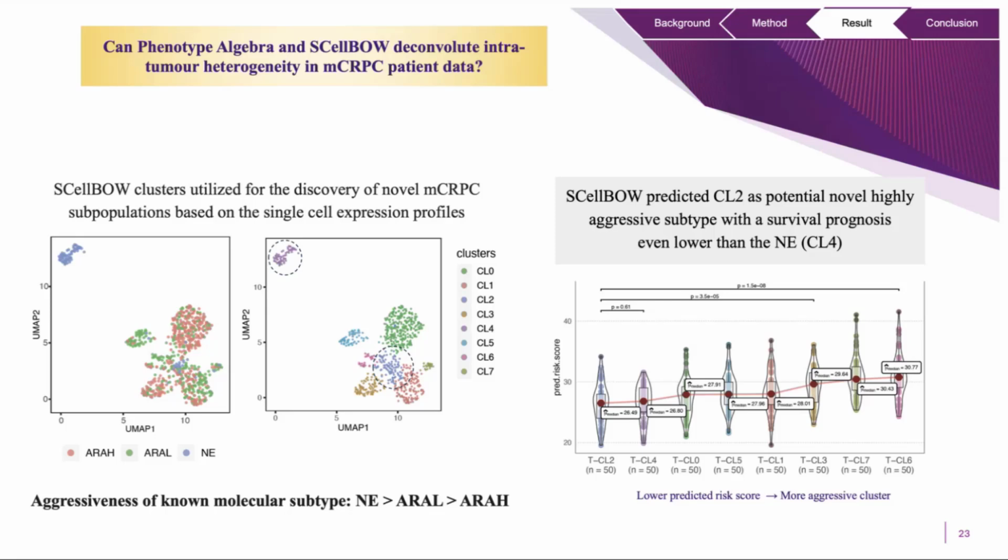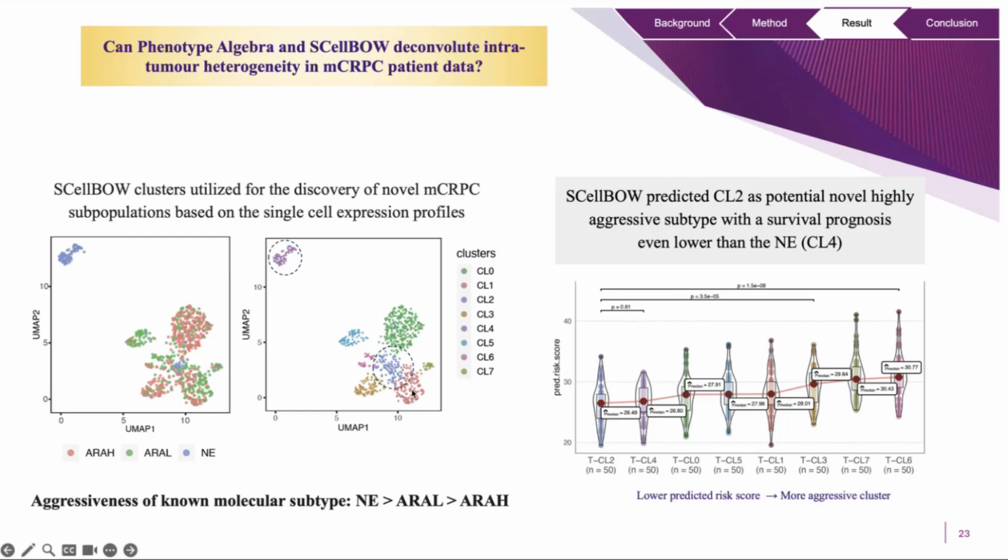The first application is for prostate cancer data. Here I have combined SCellBOW for clustering the prostate cancer data, and then I have ranked it using phenotype algebra to see which clusters are the most aggressive type. According to the literature in prostate cancer, we know that the neuroendocrine subtype, which is this particular cluster, is a very aggressive subtype of prostate cancer, whereas the AR subtype is the least aggressive.